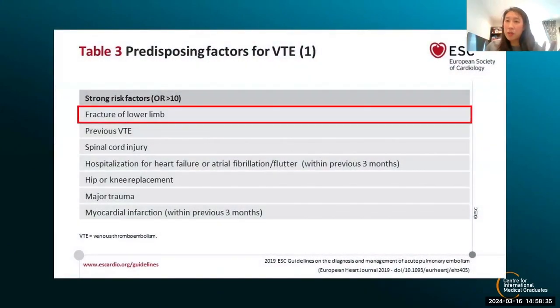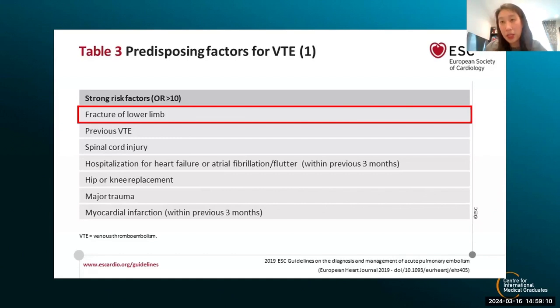A lot of you mentioned in the history taking section a few things like travel history, etc. So I thought we could go through some predisposing factors for VTE. Strong risk factors, which means an odds ratio of greater than 10, you are 10 times more likely to get a thrombus, are conditions like fracture of lower limb, which this patient had, previous thrombus, spinal cord injury, and hospitalization for heart failure or AF flutter within the previous few months, which can be quite common in elderly patients.